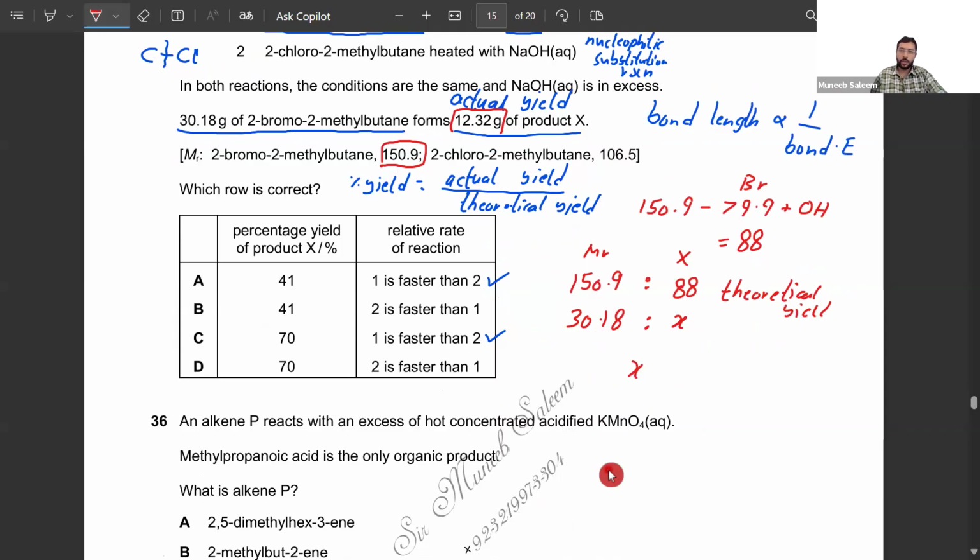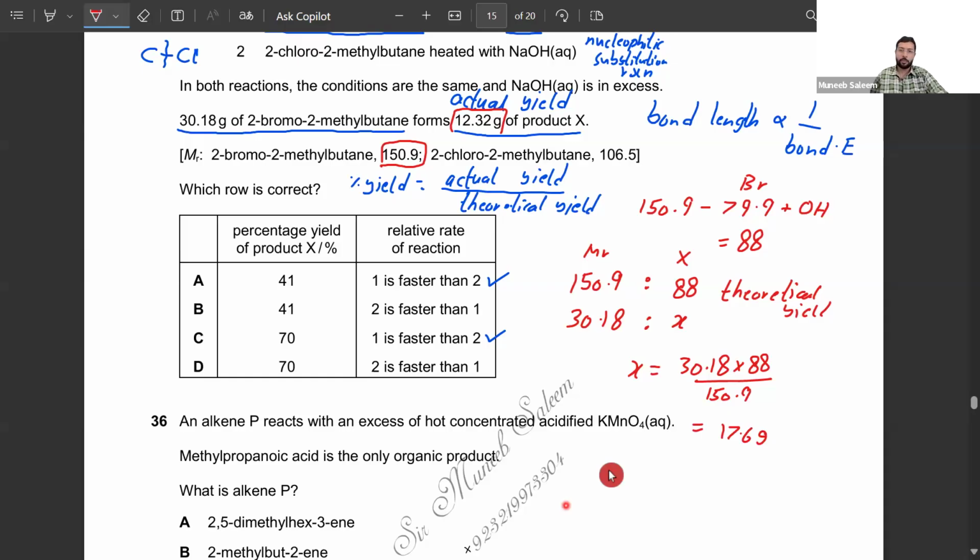So if you calculate X, it will be equivalent to 30.18 times 88 divided by 150.9. The answer comes out to be 17.6 gram. So this is the mass of compound X produced as the theoretical yield.